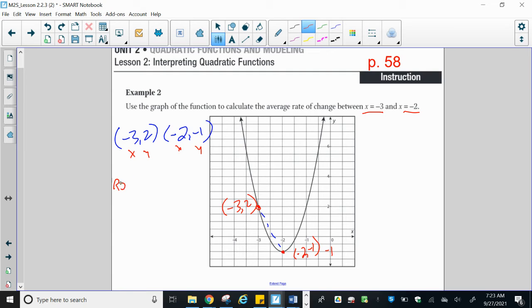Okay, so we could say the rate of change equals, so we take -1 minus 2 over, if we started with -1 here for our x, we'd have to start with -2 minus -3. Now we can simplify. Minus a negative down here would become a plus. So -1 minus 2 on top is -3 over -2 plus 3 is 1. -3 over 1, so we get -3.